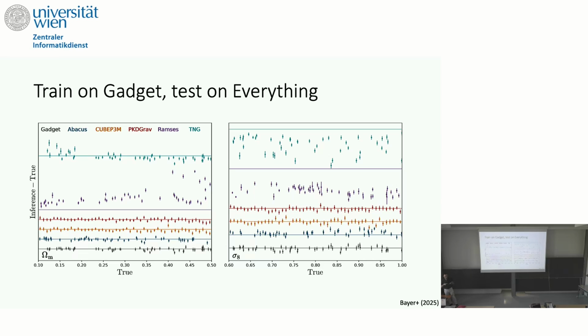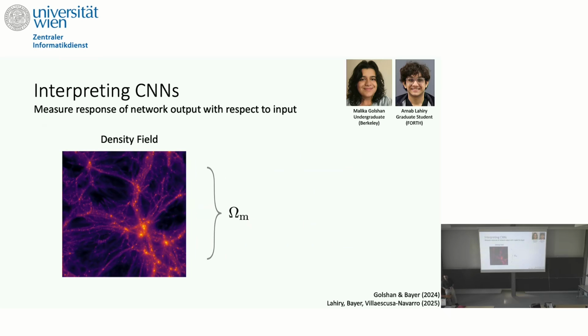So Ramses resolves small scales much better than Gadget does, and also smooths over large-scale voids, for example. And so if you just apply your CNN, trained on Gadget, and apply it on Ramses, you can get very bad results. And the reason for this can be found by interpreting what CNNs are learning.